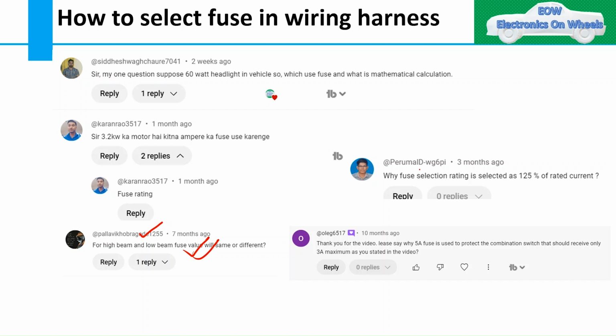Now coming to why fuse selection rating is 125% of the rated current. This is the best question which is asked. So if you see the value on each fuse that is indicated in ampere, that is the current that fuse can support at ambient temperature, right? So whatever fuse rating we are selecting, like 15 amp or suppose 20 amps, that fuse always supports that at ambient temperature. But most of the time in our vehicle, fuses often operate at higher temperature. So a derating factor of 10% will be applied. So this is one thing: 10% temperature derating factor.